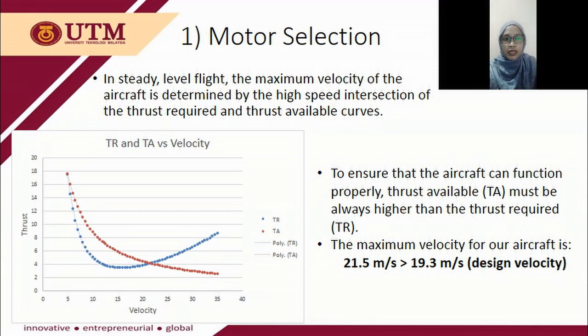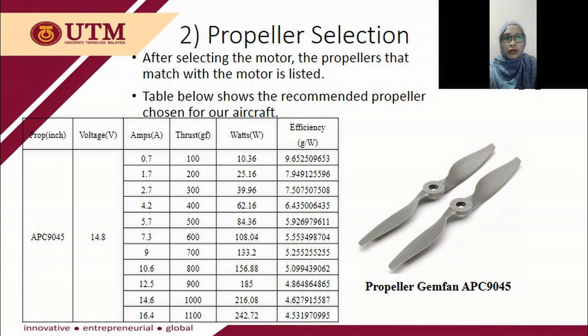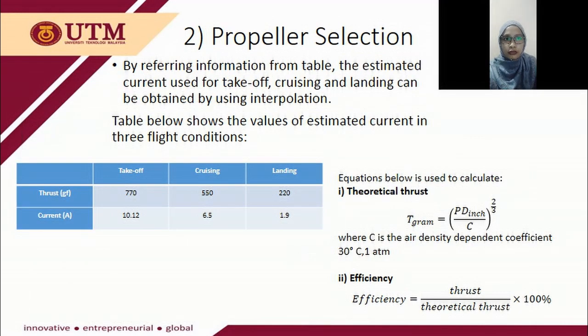The second one is propeller selection. After selecting the motor, the propellers that match the motor are listed. The table below shows the recommended propeller chosen for our aircraft, which is propeller Jumfan APC 9x5.45. By referring to the information from the table, the estimated current used for takeoff, landing, and cruising can be obtained by using interpolation. The table below shows the values.